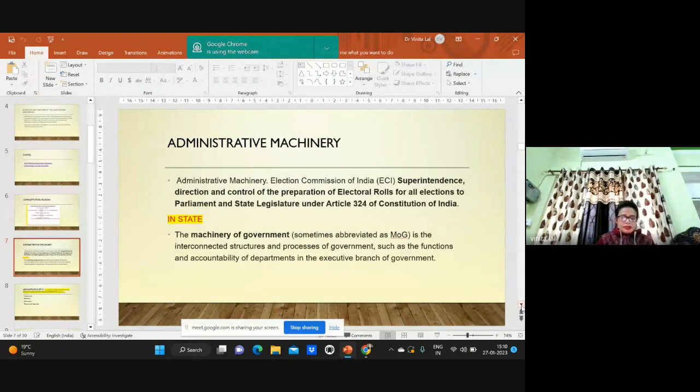So now we come to the administrative machinery. What is administrative machinery? The roles and responsibilities of civil servants are mentioned in Articles 324, 308 and 311 of the Constitution of India. The administrative machinery is entrusted with the responsibility to second the working of the central and state governments. The complexity of government and its working is eased by the normal role that bureaucracy is expected to perform.